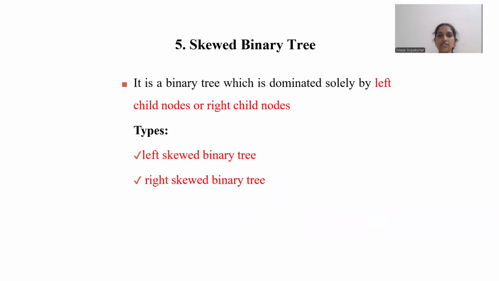So to summarize, a binary tree is nothing but a special type of tree structure where a node cannot have more than 2 children. There are 5 different types of binary trees. One is your full or strict binary tree, perfect binary tree, then comes your complete binary tree, degenerate or pathological tree, and the last one was your skewed binary tree.